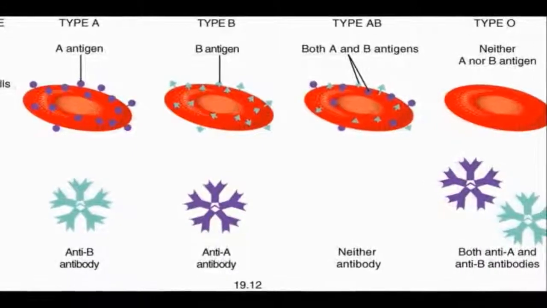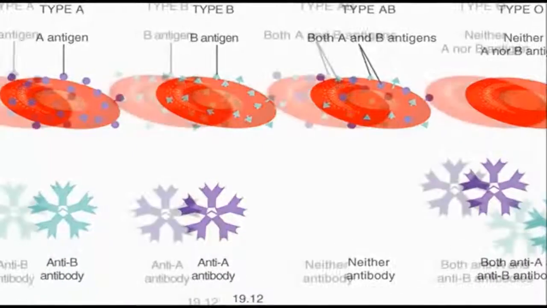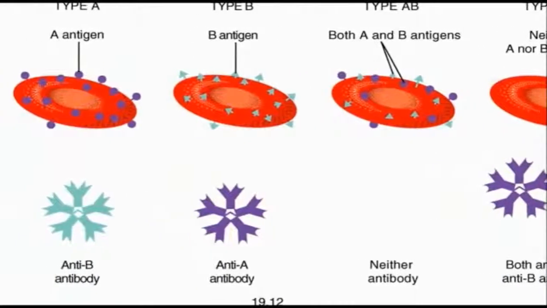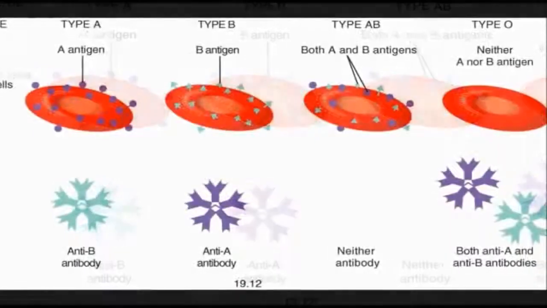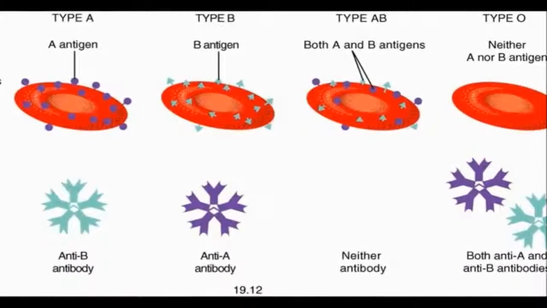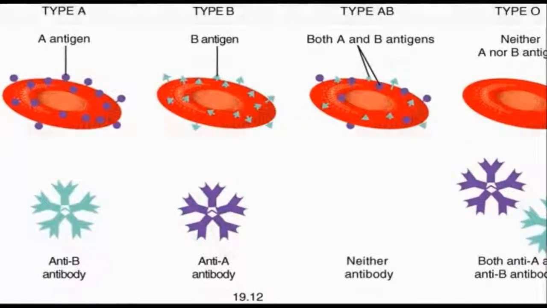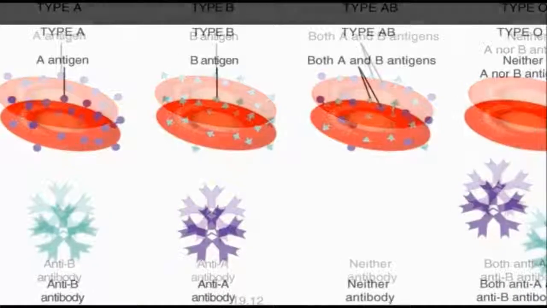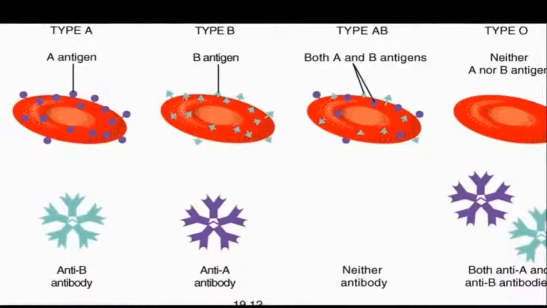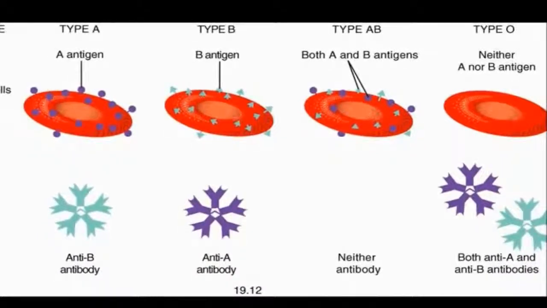In this, we can observe that a person with blood group A has surface antigen A and anti-B antibody. Blood group B has B antigen and anti-A antibody. Blood group AB has both A and B antigens and no antibody. Blood group O has no antigen but has both the antibodies. Hence, AB is regarded as the universal recipient and type O is regarded as the universal donor.